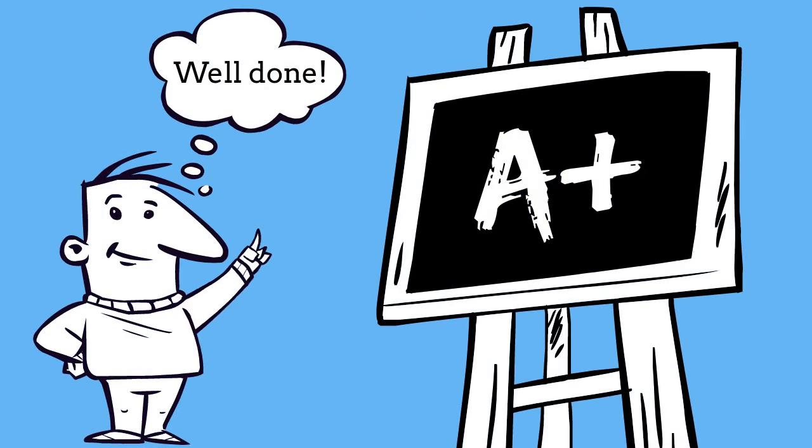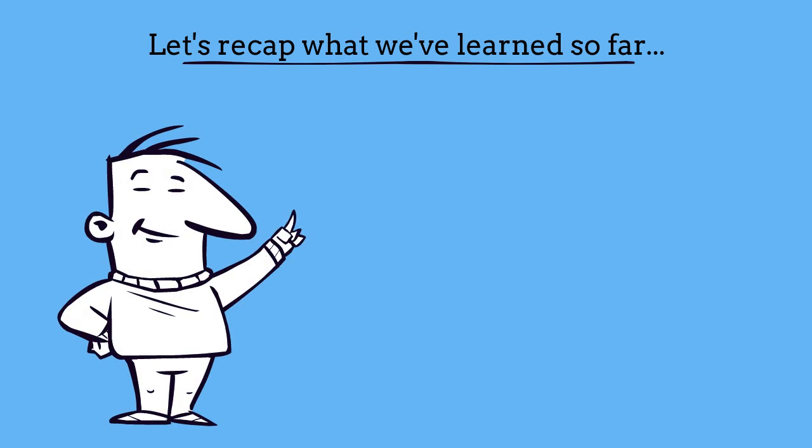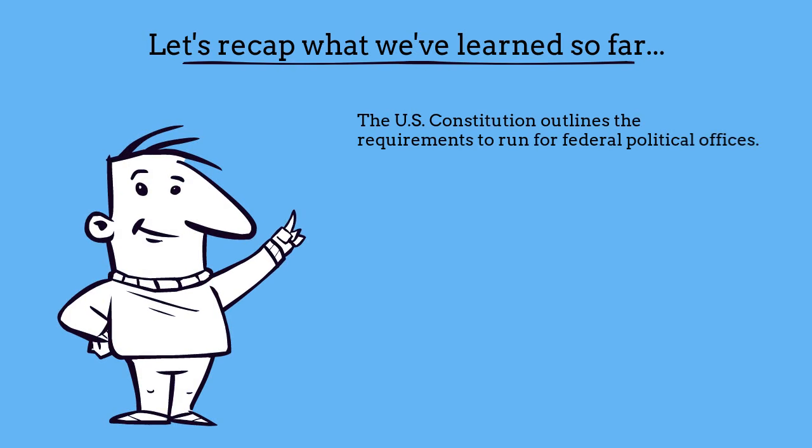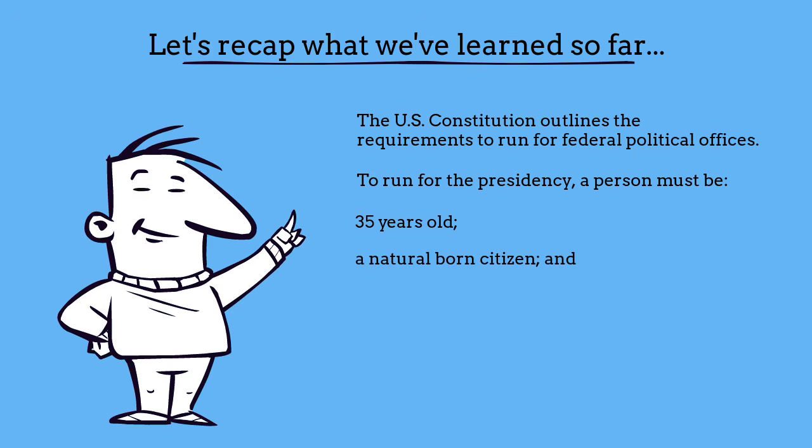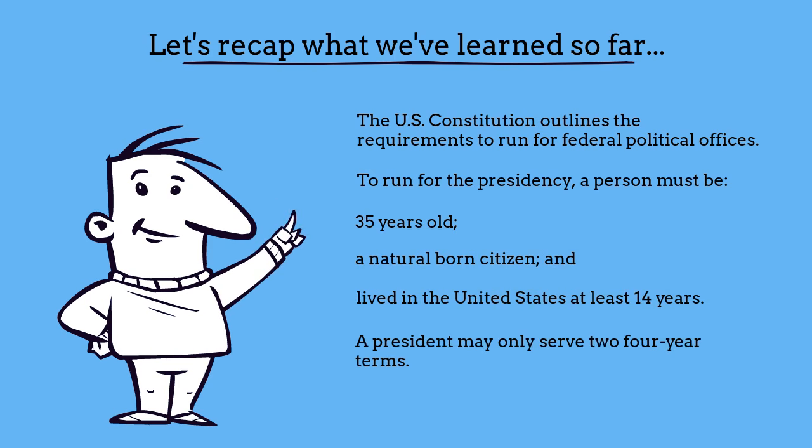Well done. Let's recap what we've learned so far. The U.S. Constitution outlines the requirements to run for federal political offices. To run for the presidency, a person must be 35 years old, a natural-born citizen, and lived in the United States at least 14 years. A president may only serve 2 4-year terms.